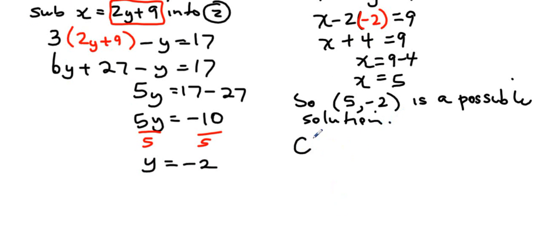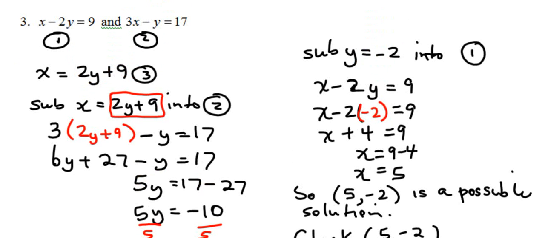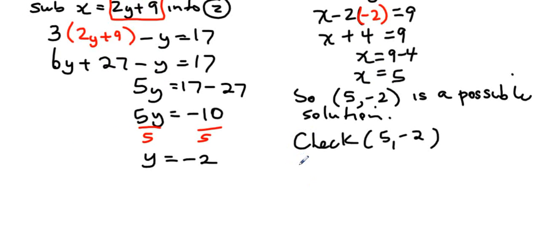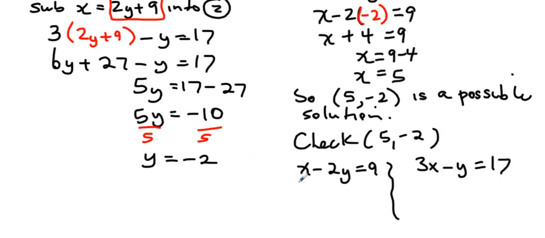Okay, so let's check. So we're checking with the point 5, negative 2. And our first equation, gotta go back up, sorry, was x minus 2y equals 9. Remember, go to the originals. And the other one was 3x minus y equals 17. All right, let's substitute in for the x and the y. This is 5 minus 2 times minus 2 equals 9. Well, does it? 5 minus 2 times minus 2 is plus 4 equals 9. 9 equals 9, and left side equals right side.